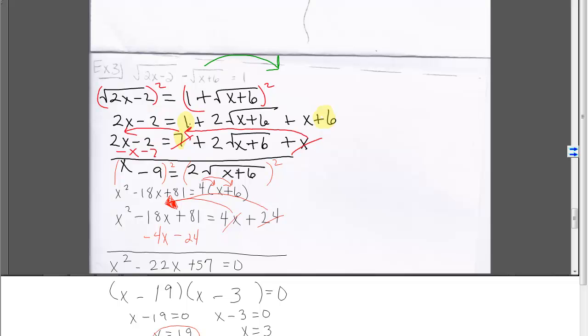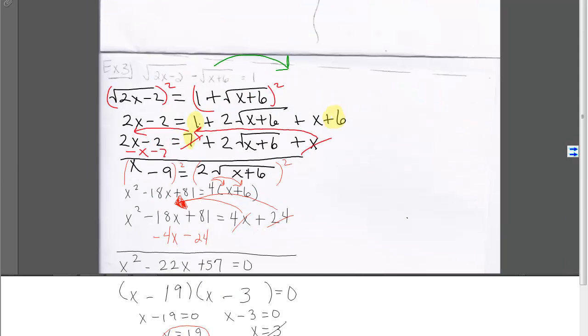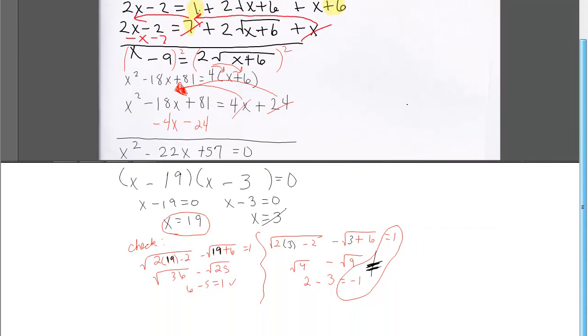My two factors are x minus 19 and x minus 3. Substituting 19 back into the original equation gives us a true statement, so 19 is an answer. Substituting 3 back into the original equation results in an extraneous solution. Therefore, 3 is not an answer.